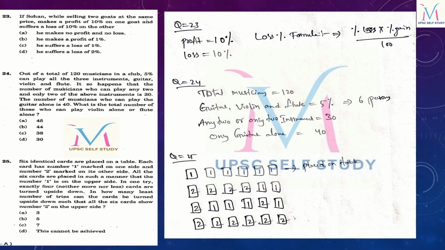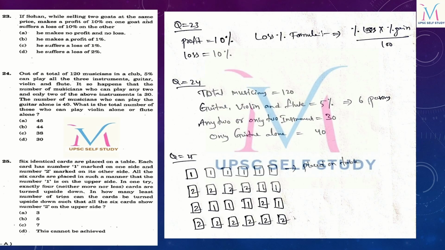So if you come to the explanation part, 6 identical cards are there and they are all placed with 1 on the upper side on the table, and 2 is marked on the other side. Since the other side we can't see, 1 is on one side and 2 is on the other side. So all the cards are placed in such a manner that the number 1 is on the upper side.